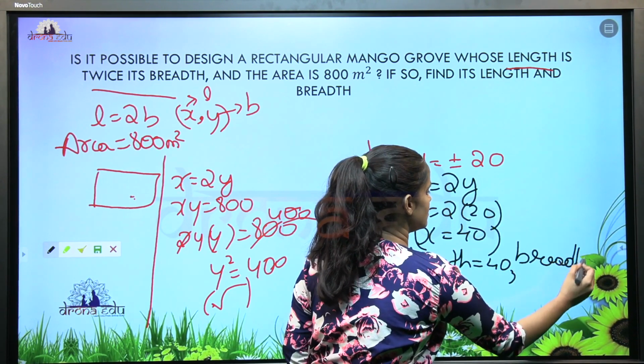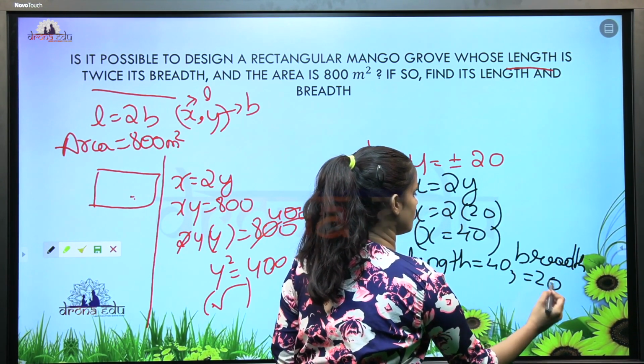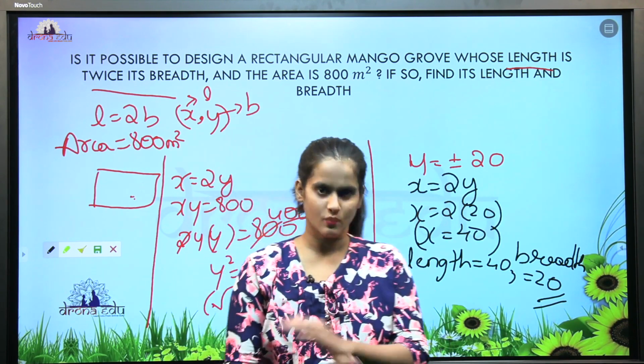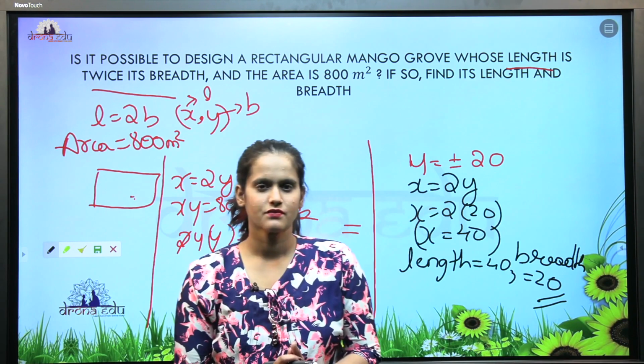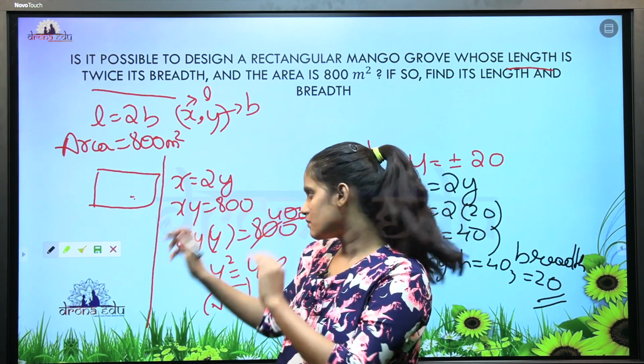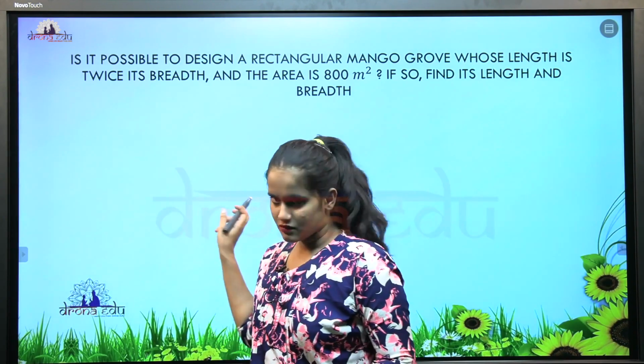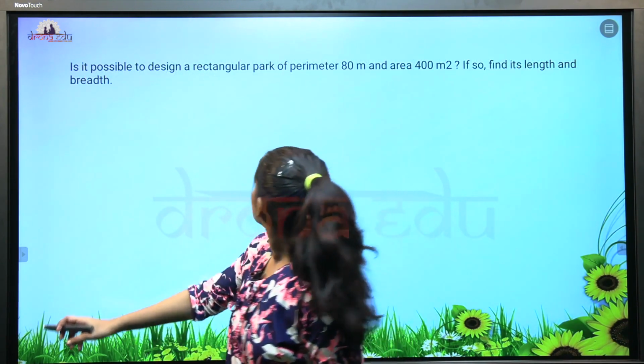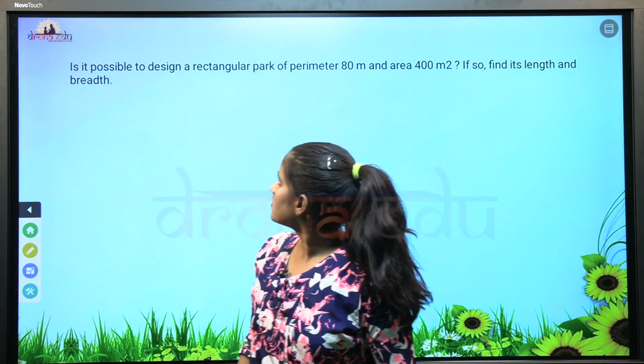The breadth is 20. Fine. Likewise, we can solve the question if they are asked like this. Let's see one more problem of this type, and that will be the last question, I guess, in this chapter. So let's see.